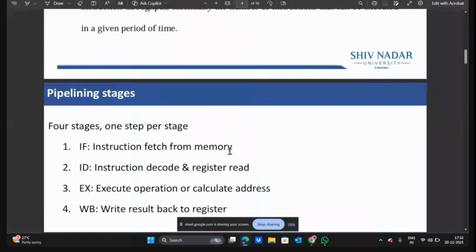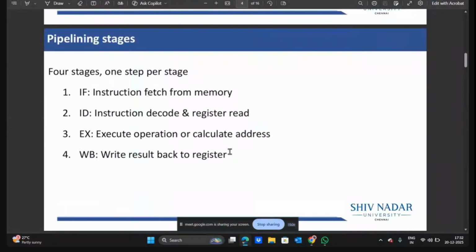As we have different processes in the washing example, in computers you have four stages, like you already know. First you have to fetch the instruction, then decode the instruction, then execute the operation, and write back the result.